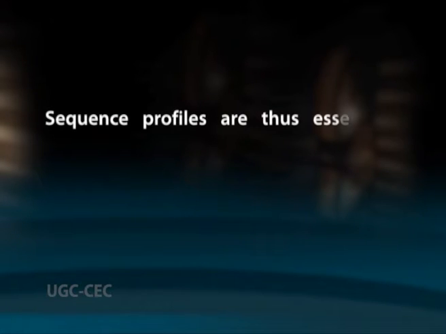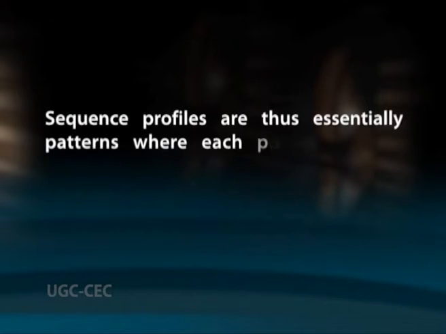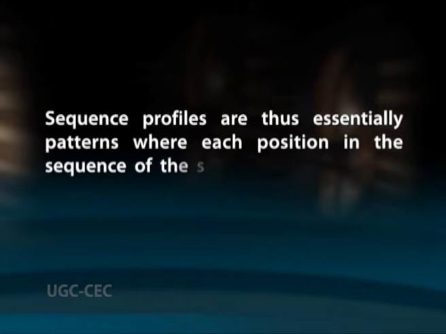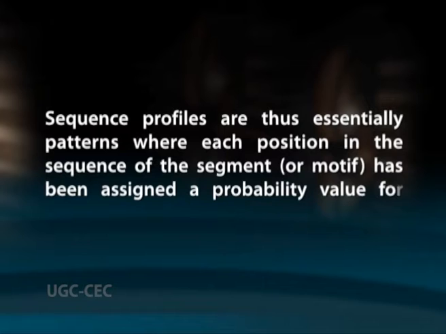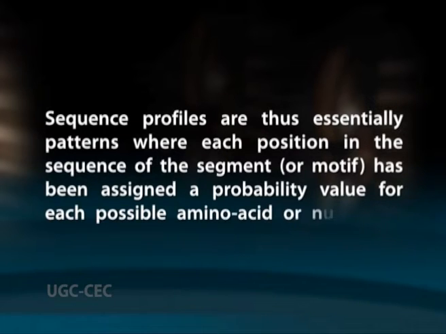For protein profiles calculated with the average score method, the score for a column is taken from the average scores obtained from a substitution matrix like BLOSUM 62. Sequence profiles are thus essentially patterns where each position in the sequence of the segment or motif has been assigned a probability value for each possible amino acid or nucleotide residue type.